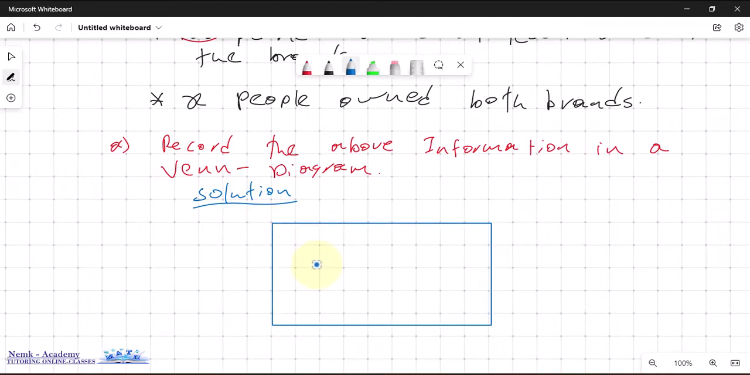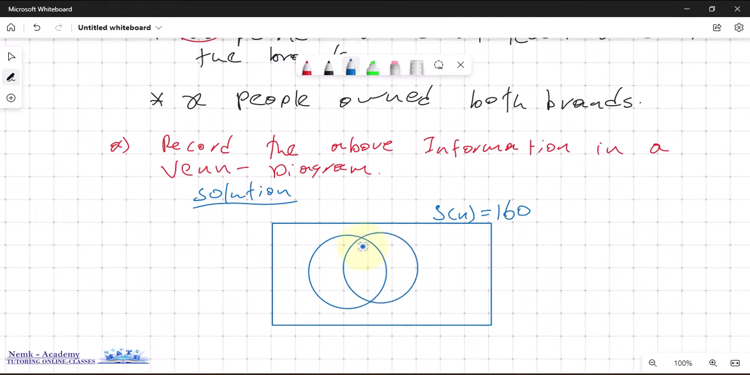So there is our box, and then we need to indicate the sum of the sample space. How many people are here? 160. So this sum of the sample space is telling you that the numbers we put inside here, all of them added together, must add up to 160. Is that okay? Then there's an intersection between the two brands. So you're going to do your first circle and then your second circle.